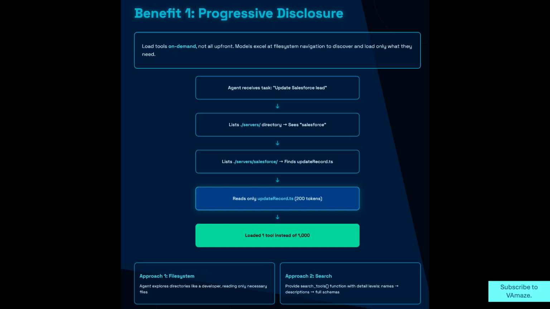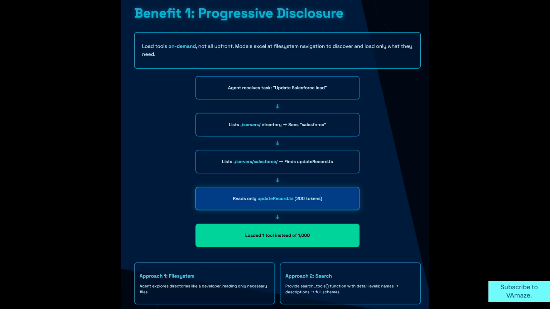The second approach is to provide a search tools function. The agent can search for relevant tools by keyword. For example, searching for Salesforce returns all Salesforce-related tools. You can even include a detail level parameter. Maybe the agent just wants tool names first, then descriptions, and only loads full schemas when it's ready to actually use a tool. Both approaches achieve the same goal.